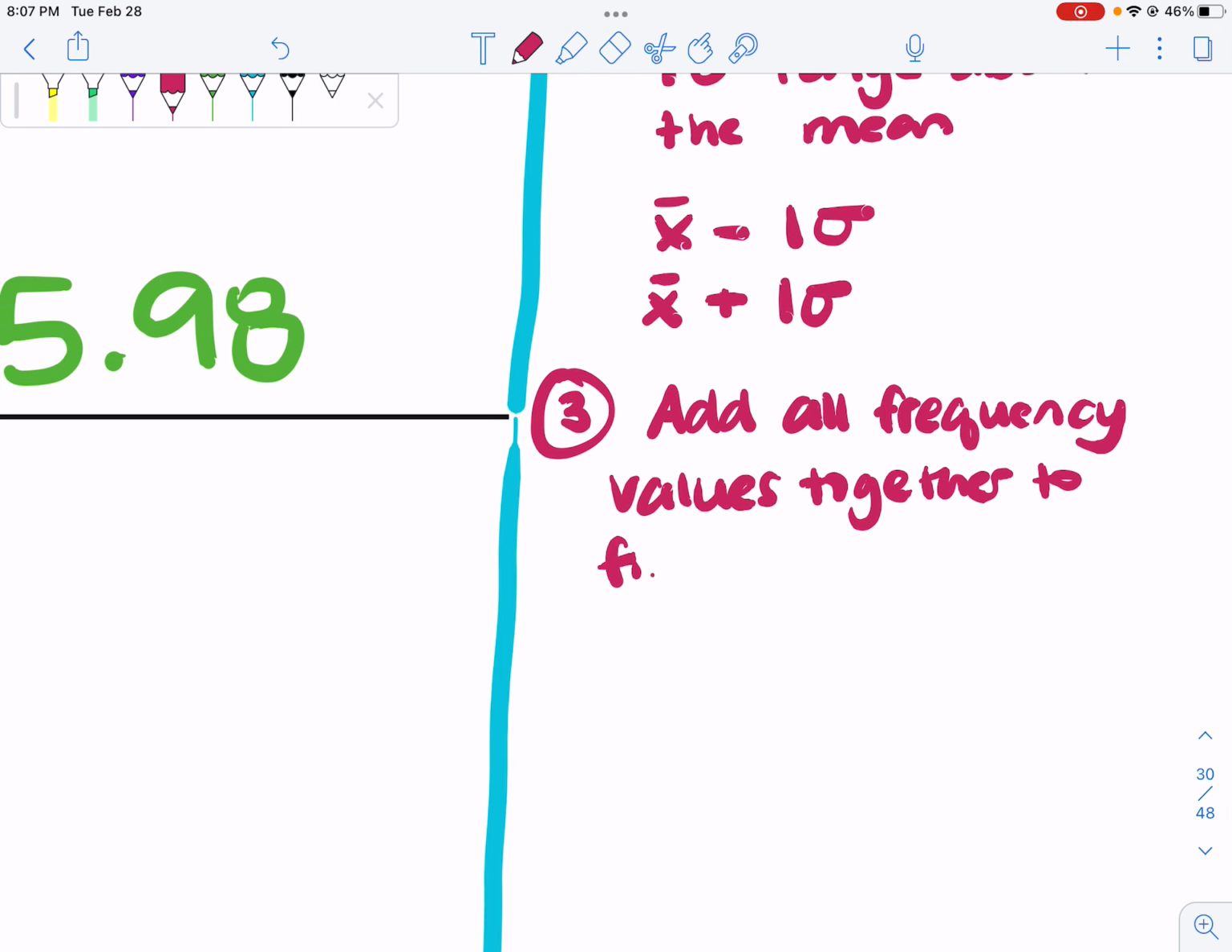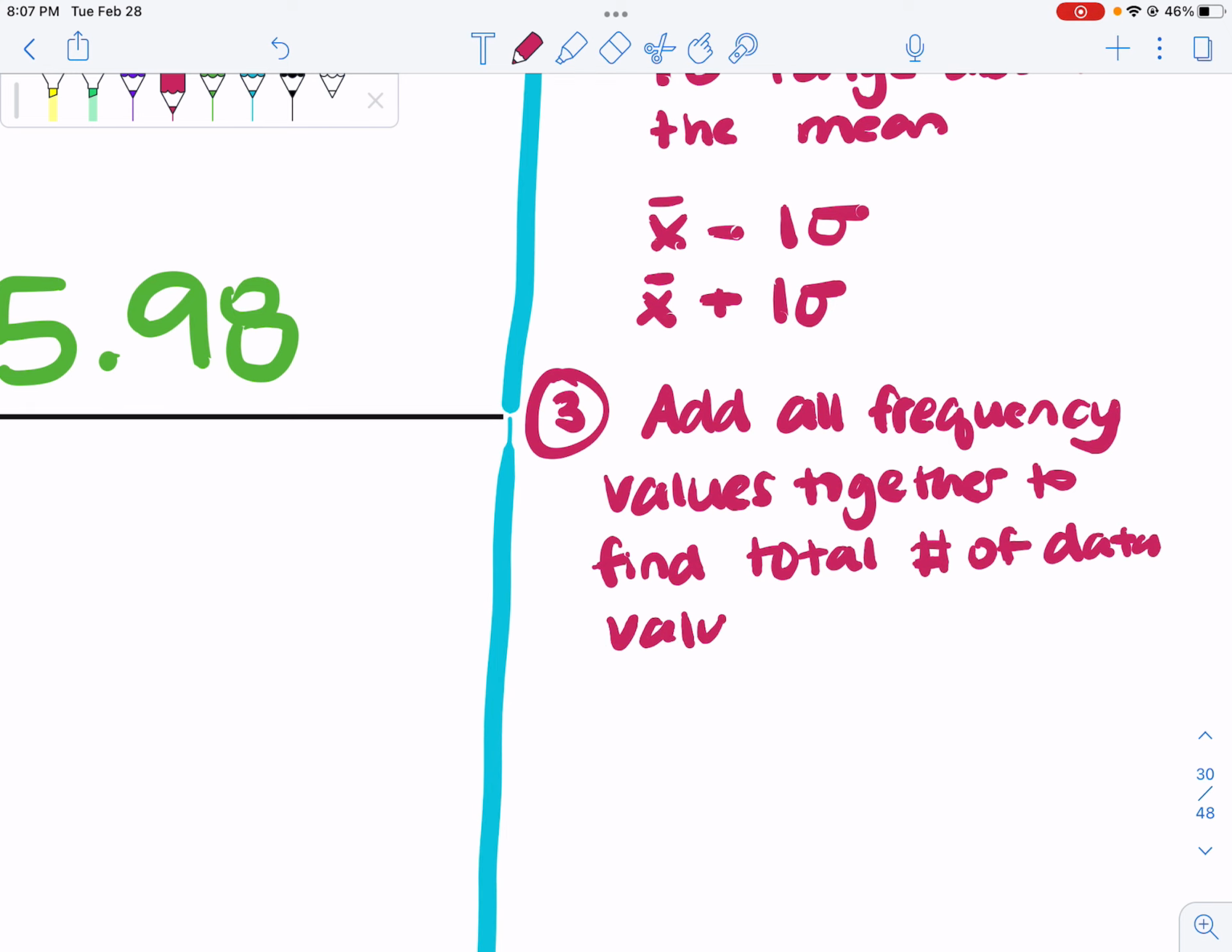So we are going to add all frequencies together to find the total number of data values. How many people we've surveyed. That's going to be the denominator of our fraction. So add all frequency values together to find the total number of data values. That becomes the denominator of that percentage calculation.